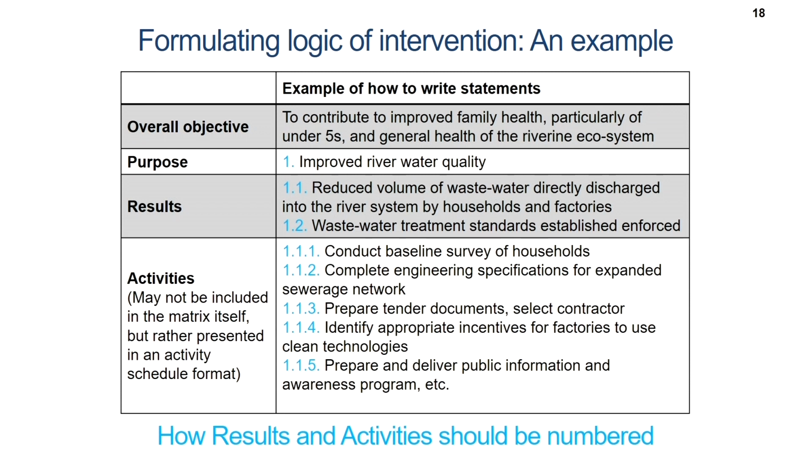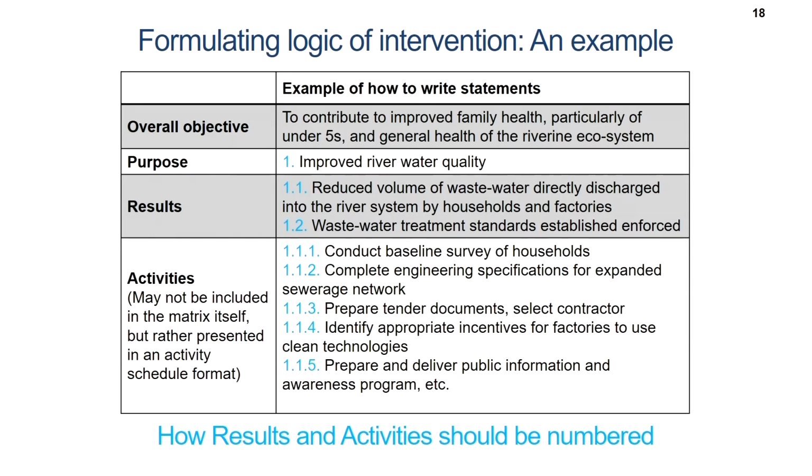Purpose is of course improved river water quality, because improved river water quality will lead to the effect of all of these, increasing fish catch for low income families, better health for under 5 children in the locality, and so on. So, improved river water quality can lead to all of these. Therefore, that is the purpose of the project. Results, there are two identified results: reduced volume of wastewater directly discharged to the river system by households and factories, and second, wastewater treatment standards established and enforced.